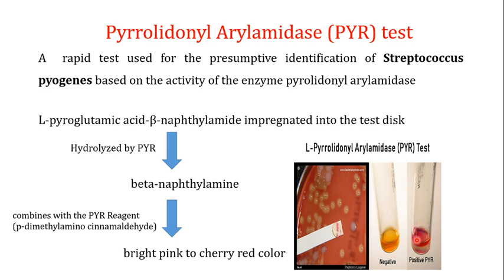If an organism is negative for PYR, that means this compound will remain intact. You will not get any beta-naphthylamine. So if you expose this intact compound to the PYR reagent, you are not going to get anything, and this yellow color shows the negative result for PYR. So Streptococcus pyogenes is PYR positive, which is another important test that can help you identify Streptococcus pyogenes.